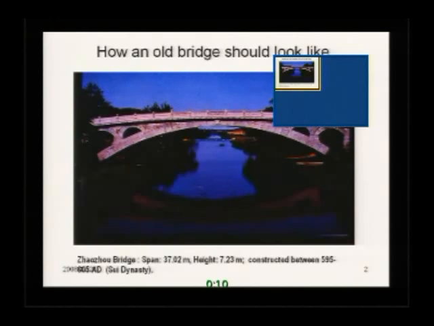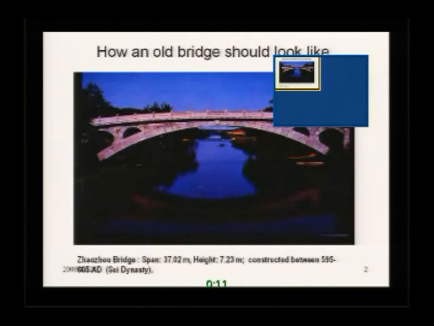An old bridge does not mean it's not safe or it's not serviceable. Many old bridges, if you go to Europe, you'll find that the bridge near Rome has been in use for 2,000 years and it's still being used. This bridge is Zhaozhou. It's a graceful arch bridge. It was built in 595 to 605, so it's about 1400 years already, and it's still in use.